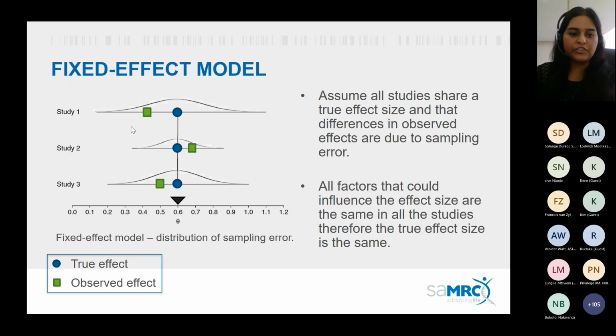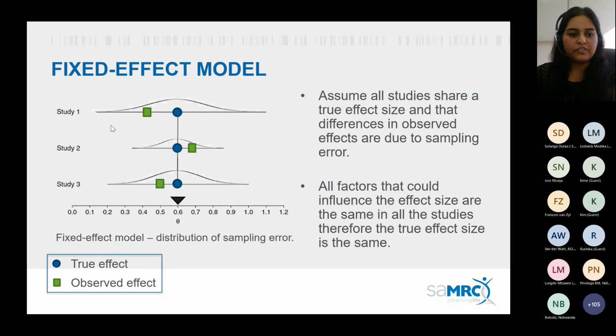So in this figure, we have a true effect of 0.6, and this could be any effect measure. It could be a risk ratio, or a mean difference, or odds ratio. So we're assuming that there's a true effect that's applicable for all of these studies of 0.6, and we have 3 studies trying to estimate this. The squares represent the observed effect, and the circles represent the true effect.